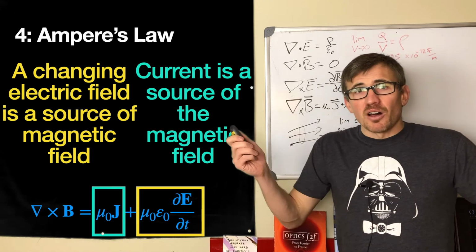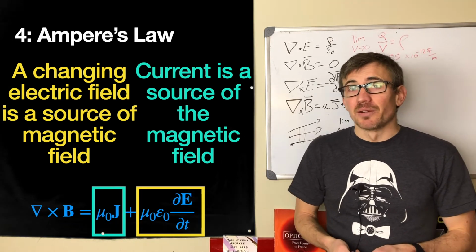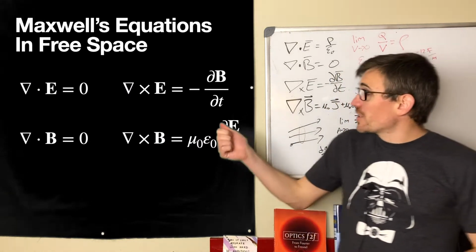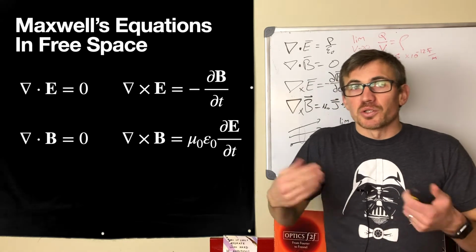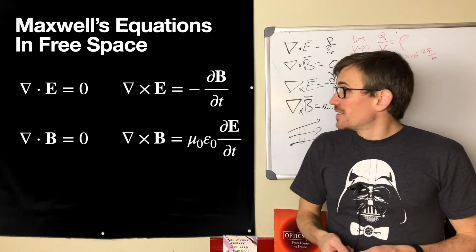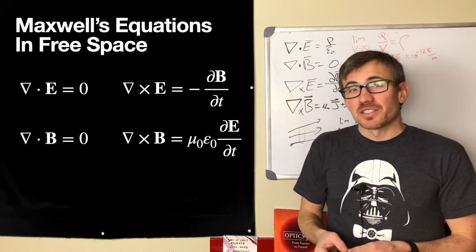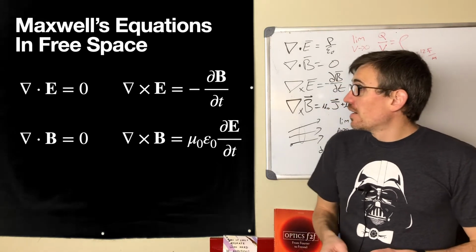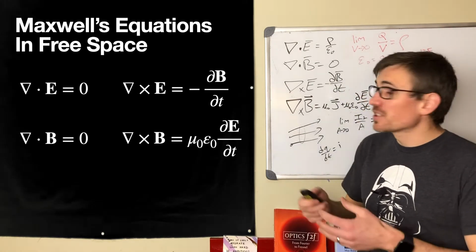But imagine we're just off in the middle of free space, and there's no charges, no currents anywhere. We can still have interesting things happening. So we look at Maxwell's equations in a vacuum or in free space. Now, there's zero divergences, there's no sources, but the curls are not zero. So if we have a changing magnetic field, that's going to create an electric field. A changing electric field will be creating a magnetic field. And this is kind of an interesting interplay.